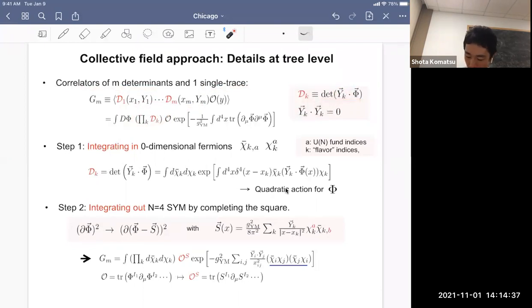Now, because we have a determinant, the next step is to just rewrite the determinant using zero-dimensional fermions, like this. This is, of course, a standard trick everyone knows. I should mention that this chi_k is the fundamental of U(N), whereas chi bar is the anti-fundamental of U(N).